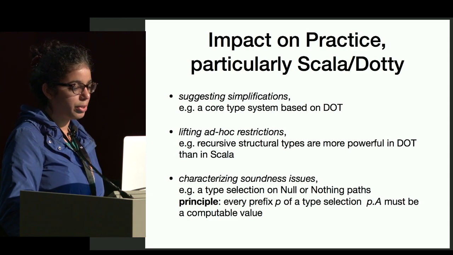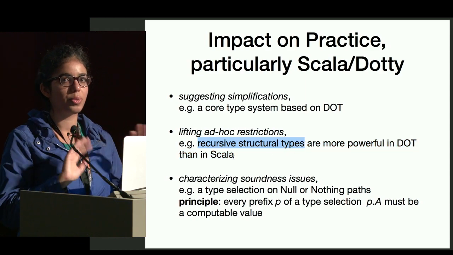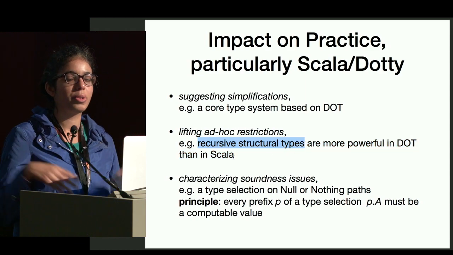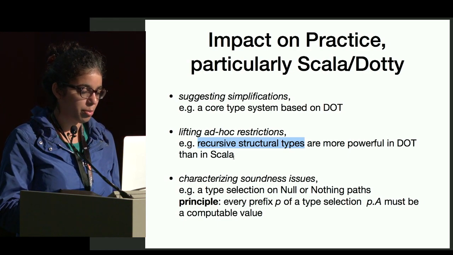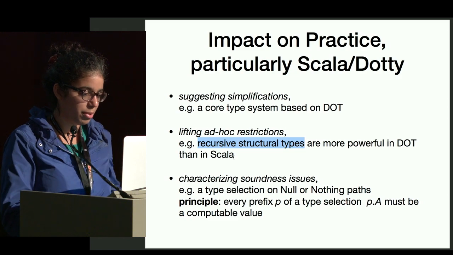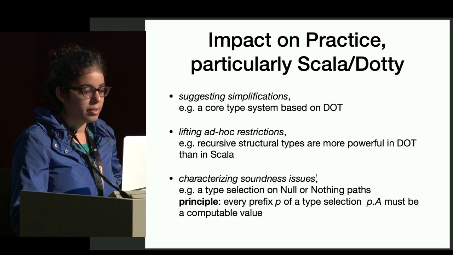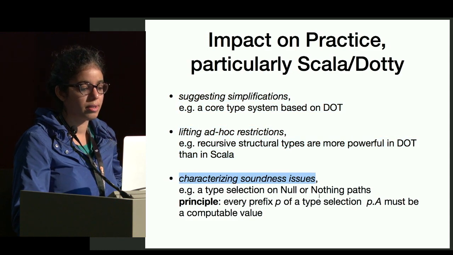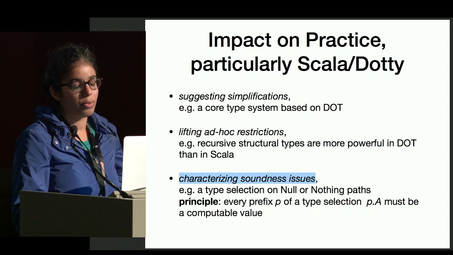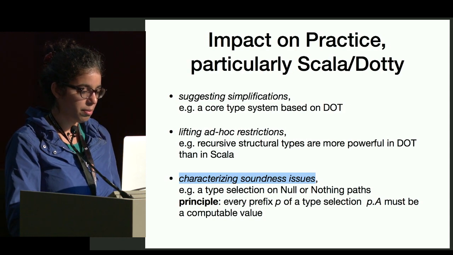In particular, recursive structural types are more powerful in Dot than in Scala, but with the caveat that in Dot we don't have to deal with inheritance of implementation objects. And finally, characterizing soundness issues. Now we have a much better idea of when we would have issues with path-dependent types in general.